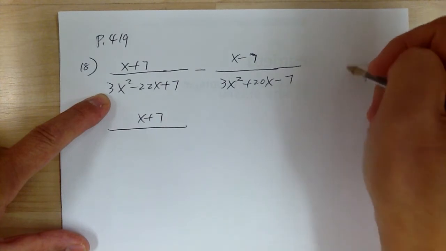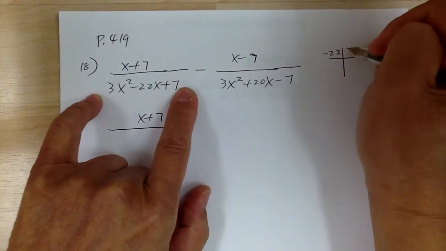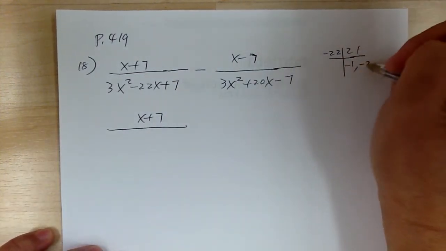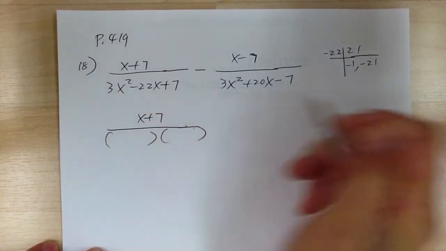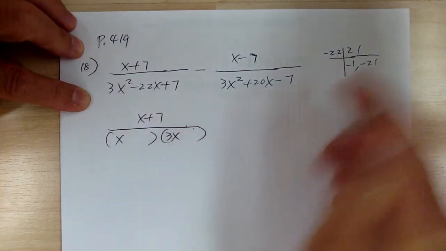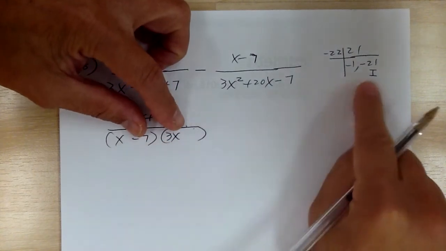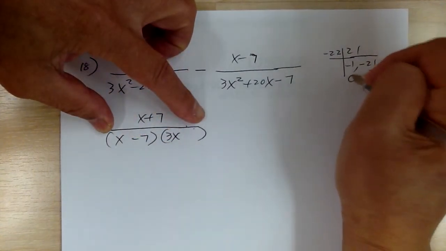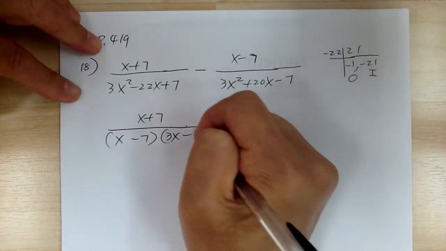So let's do the master product. The master product would be negative 22 and 21. So you use negative 1 comma negative 21, and that's it. You need to have x and 3x. So this will be the inside, so it'll be minus 7, right? 3 times negative 7 gives you minus 21. That's your inside. And the outside will be minus 1, right? 1 times negative 1 gives you minus 1.